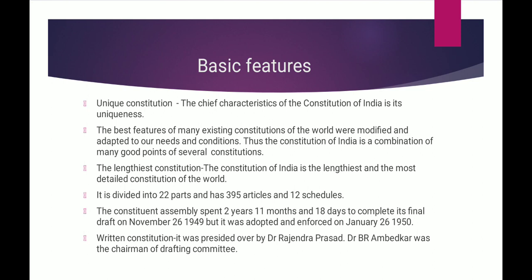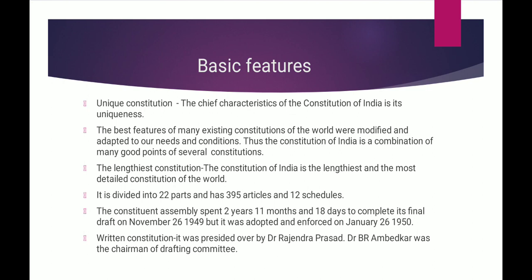Today, we are going to discuss the basic features. But before discussing the basic features, many features of foreign countries were also borrowed by our constitution. The good points from different foreign constitutions, like the British Constitution, the American Constitution, and the Constitutions of Canada, Ireland, and USSR, we also adopted in our constitution.